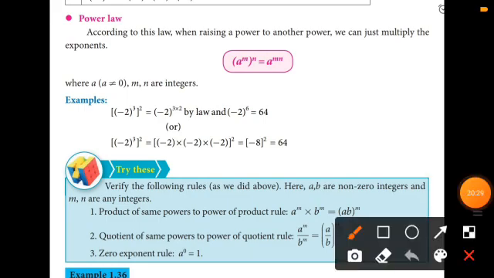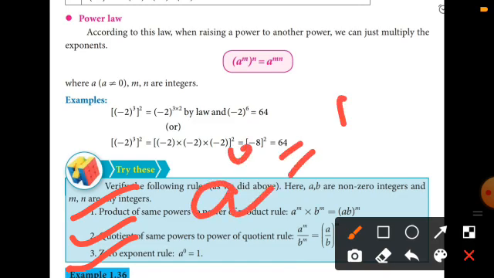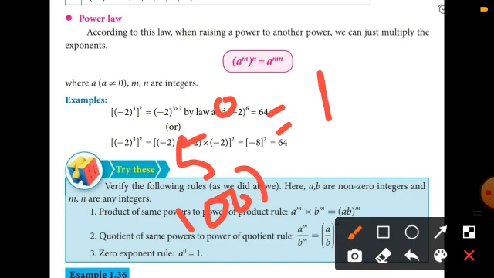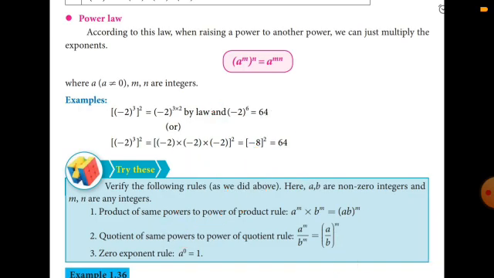These are important laws: the product law, the quotient law, and the zero exponent rule. Anything to the power 0 is equal to 1. For example, 5 to the power 0 is equal to 1, and 100 to the power 0 is equal to 1. Anything to the power 0 is equal to 1.